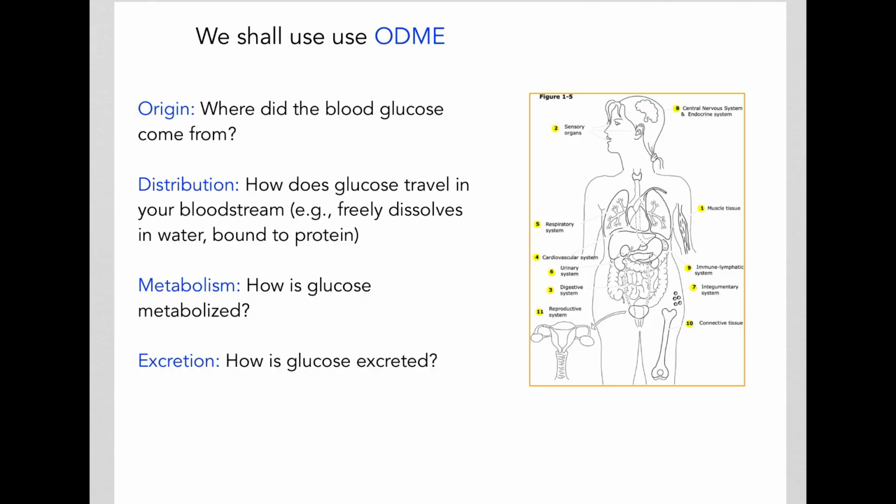Now, in case of biochemistry, we'll modify this ADME. Instead of A, we'll use O, and O is origin. That means where did the blood glucose come from? Now, glucose could be a foreign molecule like a drug, but glucose is also produced in the human body. So that's why instead of A, absorption, because all drugs are foreign and they have to be absorbed, we will use O, origin. The rest is the same: distribution, how does glucose travel in the bloodstream, metabolism, how is glucose metabolized, and finally, how is glucose excreted.